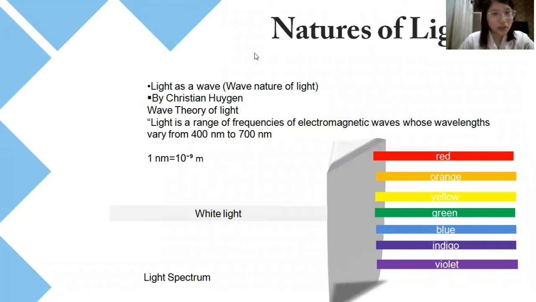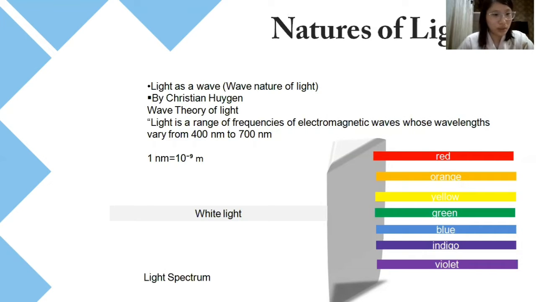The second nature of light is by Christian Huygens, who stated in his theory of light that light is a range of frequencies of electromagnetic waves whose wavelengths vary from 400 nanometers to 700 nanometers.